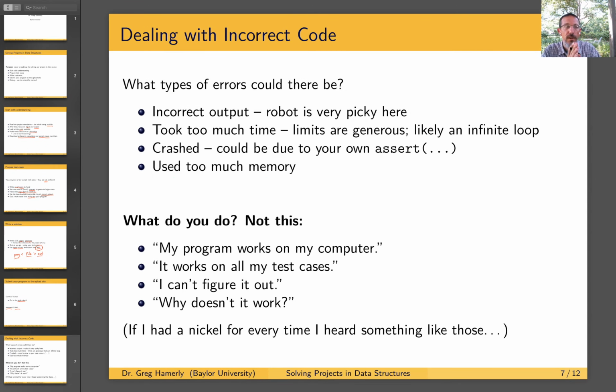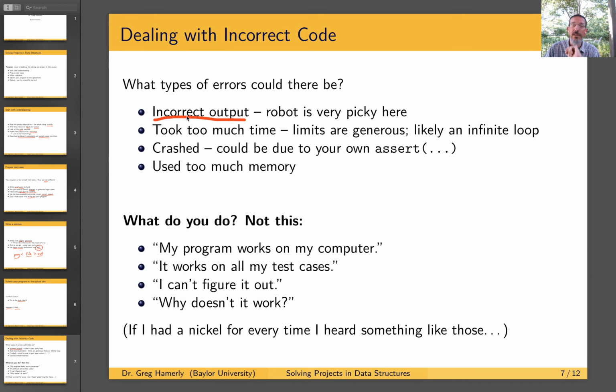How do we deal with incorrect code? What kinds of errors might you encounter when you click test on the upload site? Well, the first thing that you might see is incorrect output. You might get a response back that your program just gave the incorrect output. And the robot is very picky here. If it expected a space and you gave it 2 spaces, that's not correct. So it's very picky.